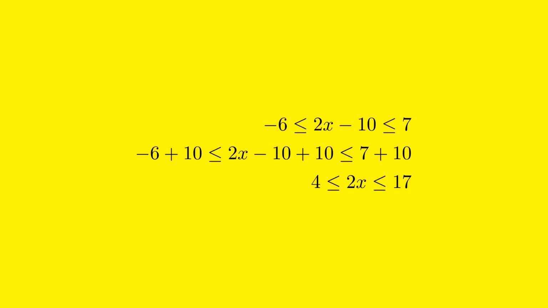In this step, we added 10 to each part of the inequality. This helps move us closer to isolating the variable x because it eliminates the minus 10 from the middle expression. Remember, whatever we do to one part of the inequality, we must do to all parts to maintain the balance and fairness of the equation.